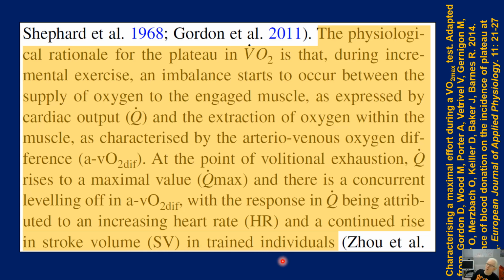In the untrained individual, the stroke volume will level out actually at about 50 to 60% VO2 max. But all of those point to the fact that we cannot deliver or extract any more oxygen per beat of the heart. We're relying on anaerobic metabolism.